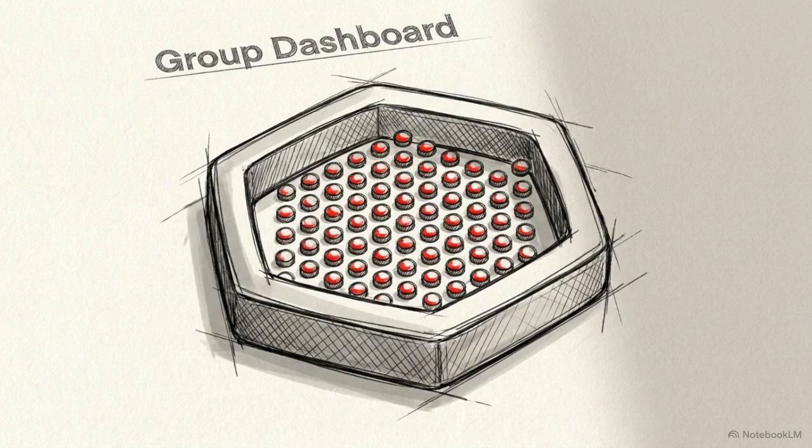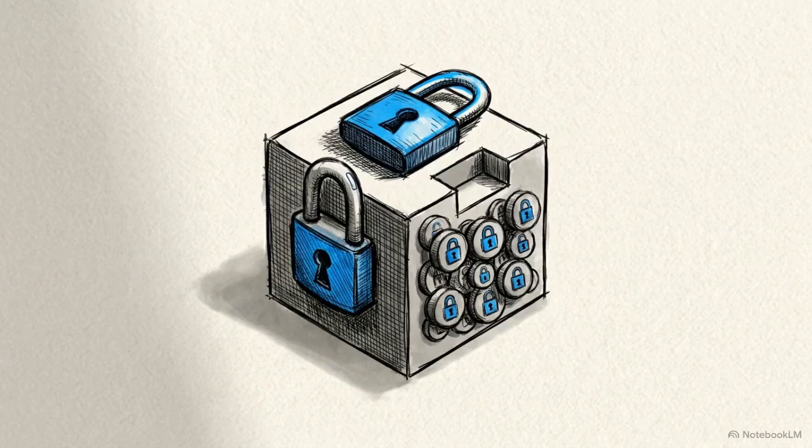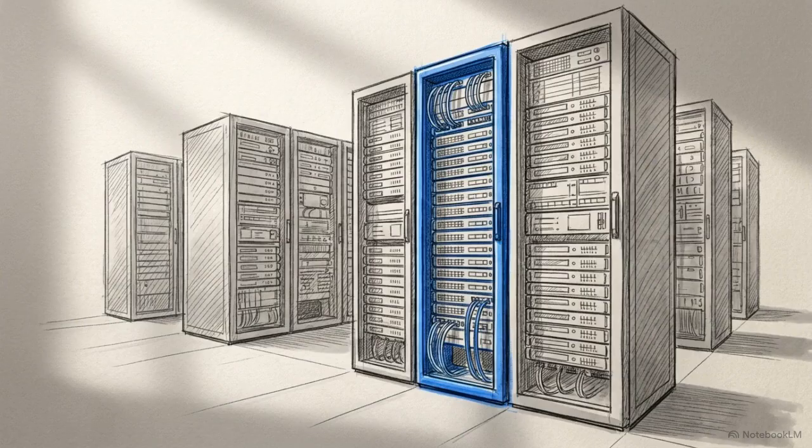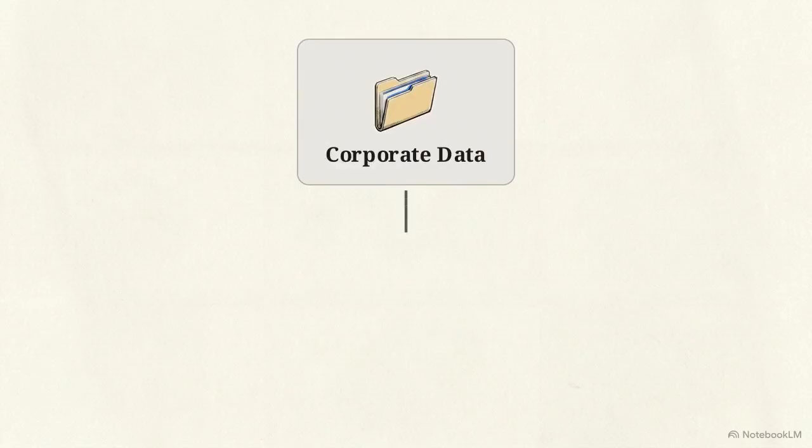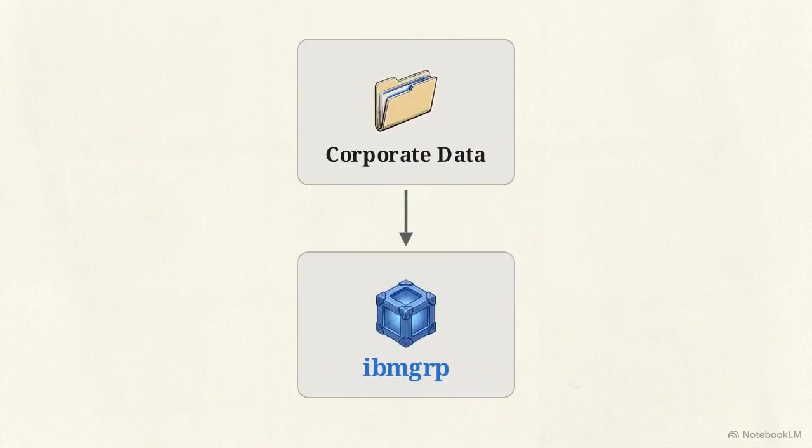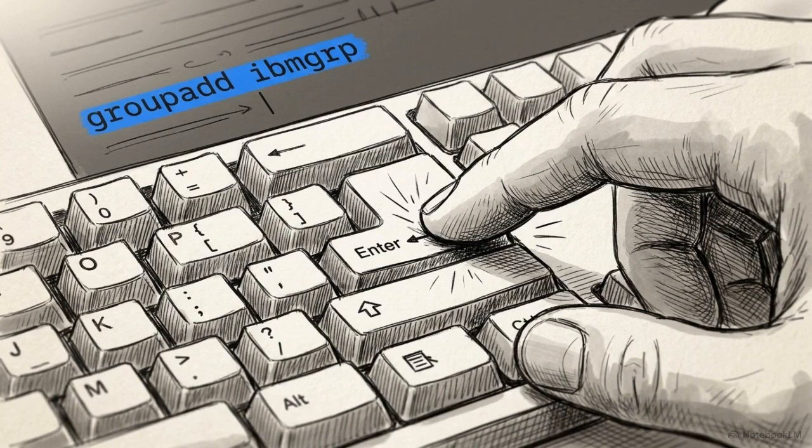Secondary groups provide the framework for managing access in bulk. By grouping users together, permissions can be assigned once to the collective rather than repetitively to every individual profile. We begin by initializing a new restricted access tier for a specific department. For our example, we will build a target collective named IBM GRP. To create this new structure, we execute a single terminal command, groupadd IBM GRP.